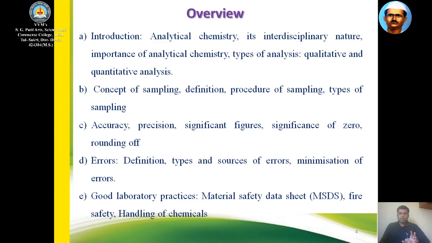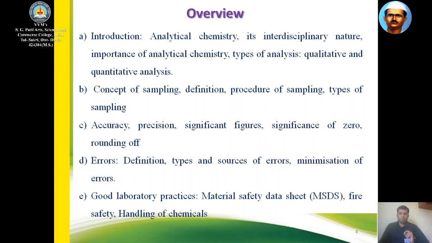So, laboratory practices are what we should follow while doing an experiment, while doing any analytical experiment, to minimize human hazard or minimize any consequence of getting injured. Okay, that is the overview of this particular chapter, and after this overview we are going to the actual introduction of analytical chemistry.